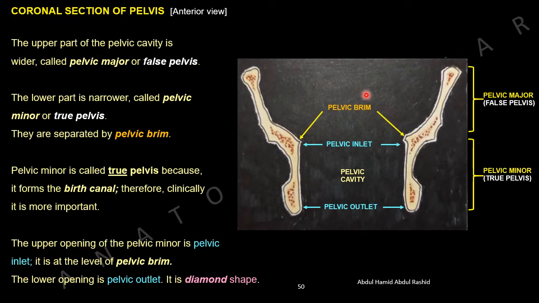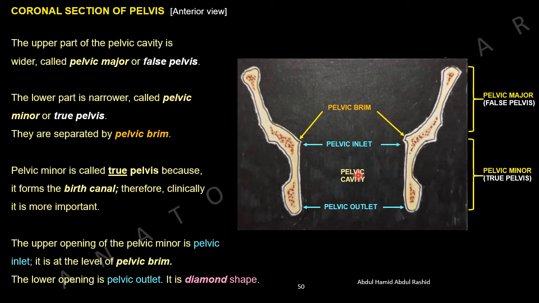This is a coronal section of the pelvis, anterior view. The upper part of the pelvic cavity is wider, called pelvic major or false pelvis. The lower part is narrower, called pelvic minor or true pelvis. They are separated by the pelvic brim. The pelvic minor is called the true pelvis because it forms the birth canal. Therefore, clinically, it is more important than the pelvic major.